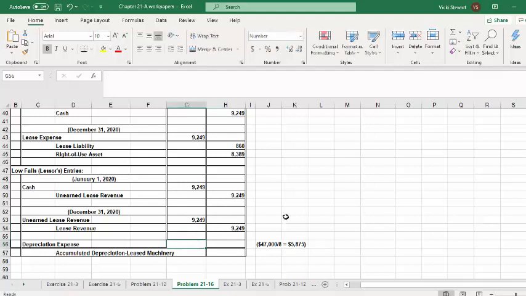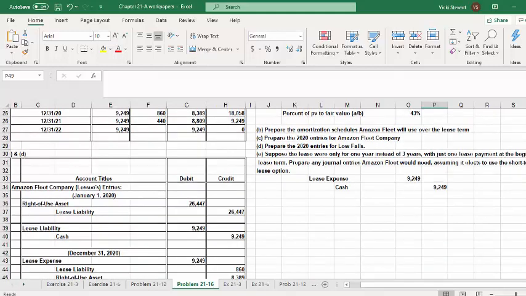They would also need to depreciate the equipment because it's still on their books. So they would determine the depreciation by taking the book value, $47,000, and dividing it by the economic life of 8 years, and that would be equal to $5,875. So they would debit depreciation expense for $5,875 and credit accumulated depreciation, leased equipment, for the same amount.